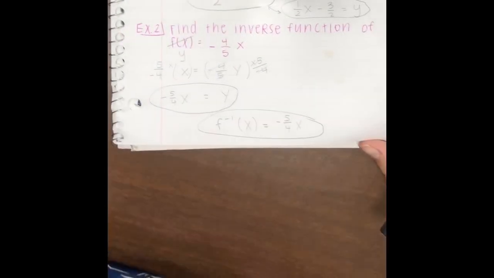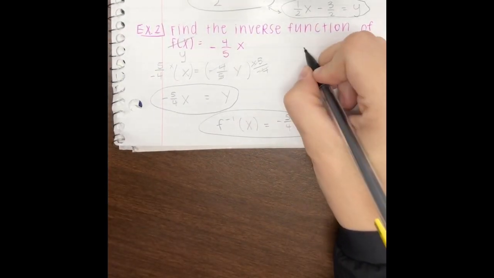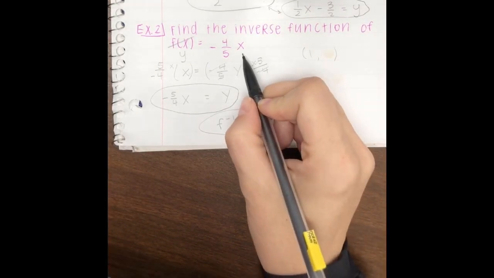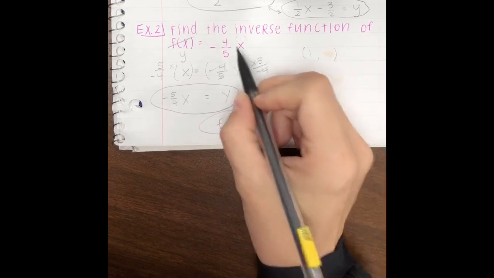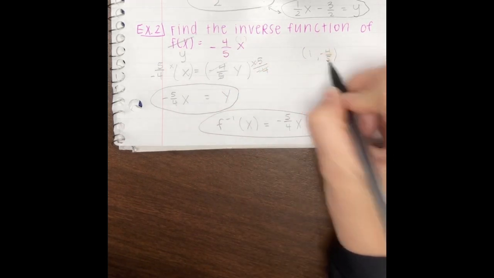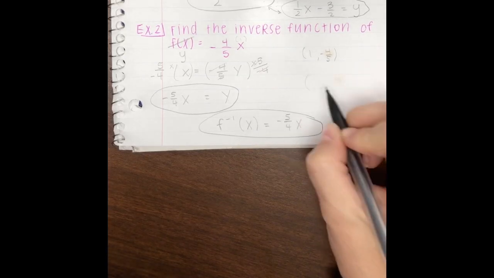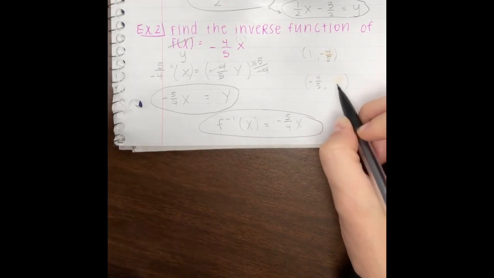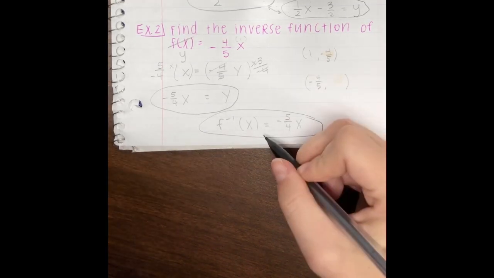If I were to check my answer for this one, let's say I chose x to be 1. So I go up here, and I plug in a 1 where x is. 1 times a negative 4/5 is a negative 4/5. So if I flip that, and my x is now negative 4/5, I want to see that my y would become 1 when I plug my x in.